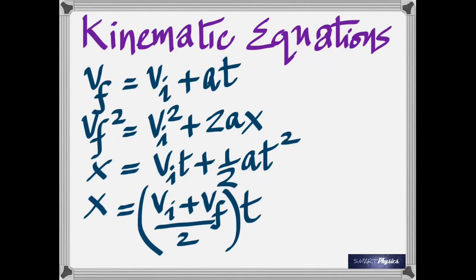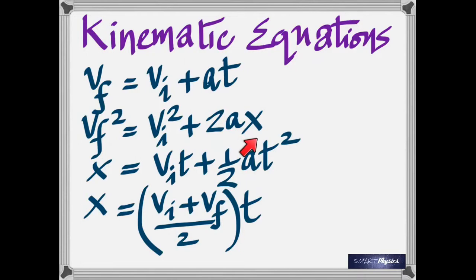Vi is the initial velocity. So, for example, if it says it starts from rest, then the velocity is 0. Vf is the final velocity. A is the acceleration, and t is the time that has passed. Now those are four, and the fifth one is x.